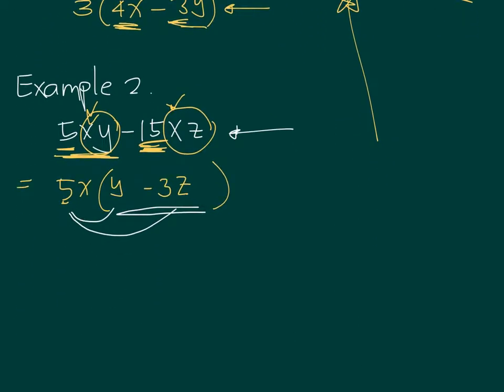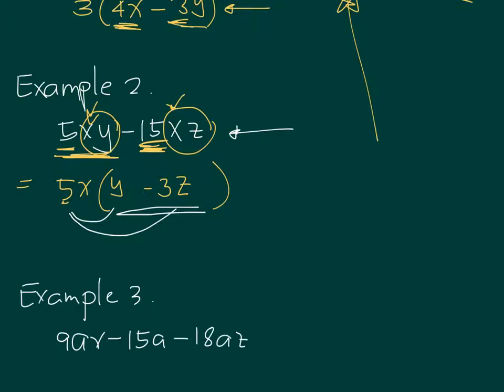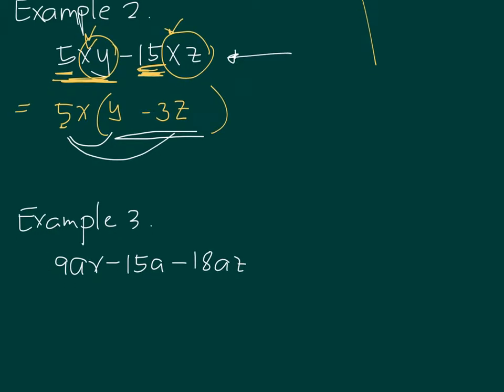Sometimes you're not just limited to 2 variables. So example 3, let's say 9ax minus 15a minus 18az. So systematically, we work on the numbers. So we focus on 9, 15, and 18. The highest common factor will be 3. That's the highest number that can divide 9, 15, and 18 at the same time.